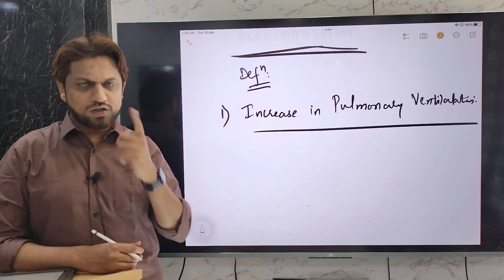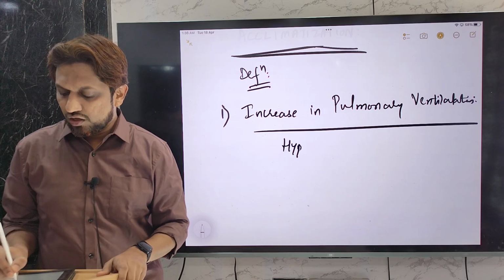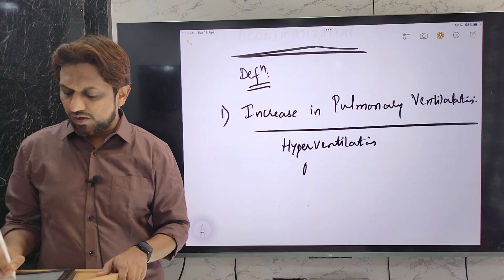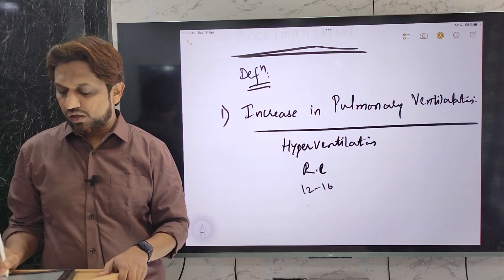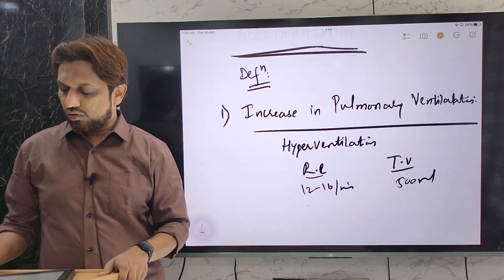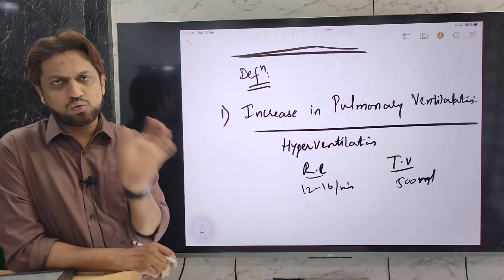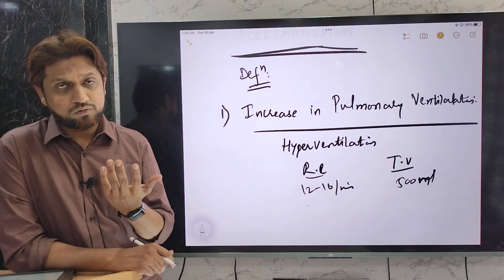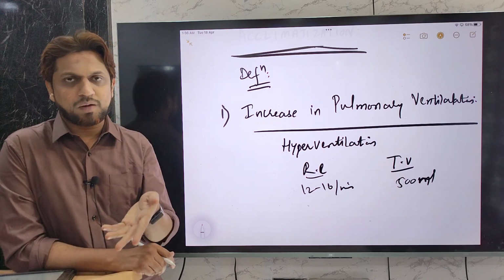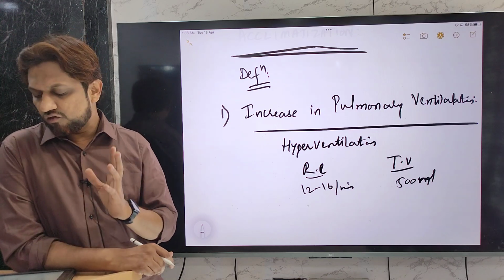So some changes take place. One is hyperventilation, or increase in pulmonary ventilation. So what exactly does hyperventilation mean? You know, the normal respiratory rate is around 12 to 16 times per minute, and normal tidal volume is around 500 ml. Respiratory rate means in 1 minute, inspiration and expiration, that is one cycle, so around 12 to 16 cycles will take place. And tidal volume means the amount of air which we normally inspire or expire per breath. Okay, it is around 500 ml.